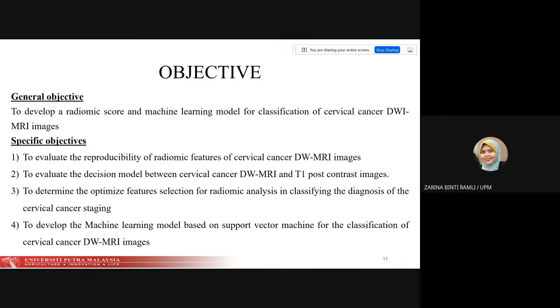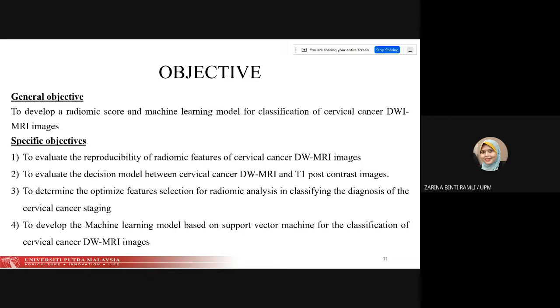These are the objectives used in my study. The general objective is to develop a radiomic score and machine learning model to classify cervical cancer DWI-MRI images. The specific objectives are to evaluate the reproducibility of radiomic features of cervical cancer, to evaluate the decision model between cervical cancer DWI-MRI images and T1 post-contrast images, and to determine the optimized feature selection for radiomic analysis in classifying the diagnosis of cervical cancer staging.